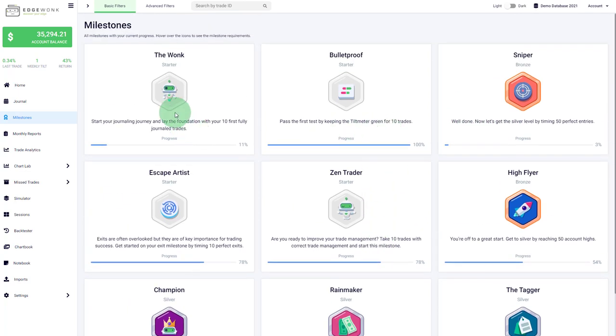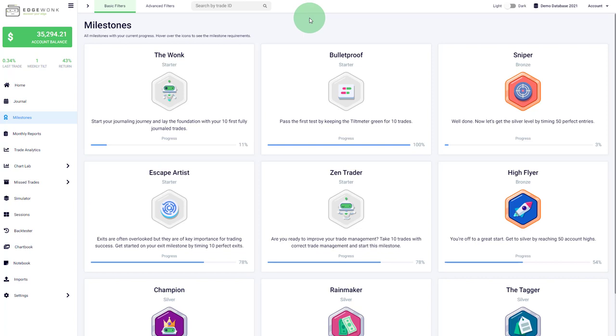When you hover over the milestone icon, you will see what it takes for this milestone to earn a new point. This is a very helpful reminder if you forgot what a specific milestone is all about and what you need to do for this milestone. Just hover over the icon and you will see a hover over text and some information.